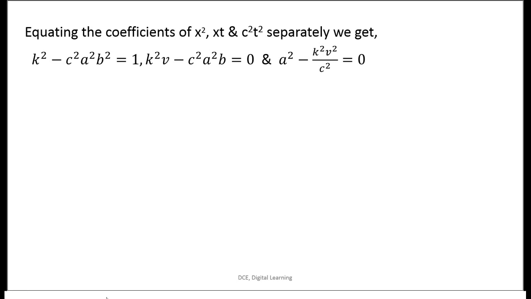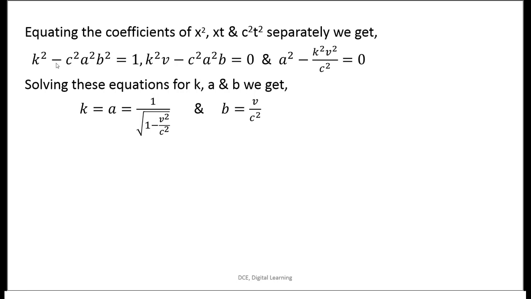So equating the coefficients of x square, xt and c square t square separately, we get these three equations. One is k square minus c square b square a square is equal to 1, k square v minus c square a square b equals 0, and a square minus k square v square by c square is equal to 0. Solving these three equations to find the constants k, a and b, we get k and a are equal, which is equal to 1 by root of 1 minus v square by c square.